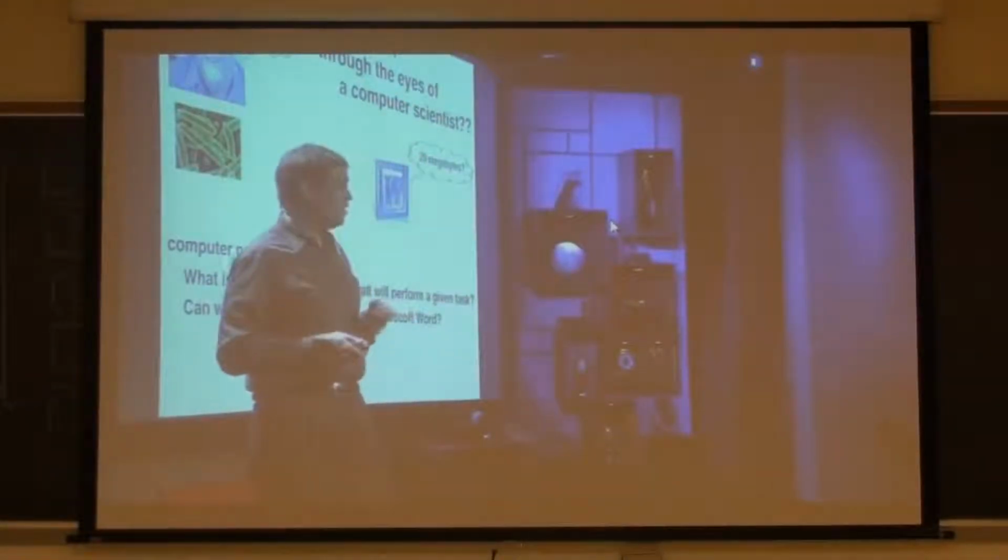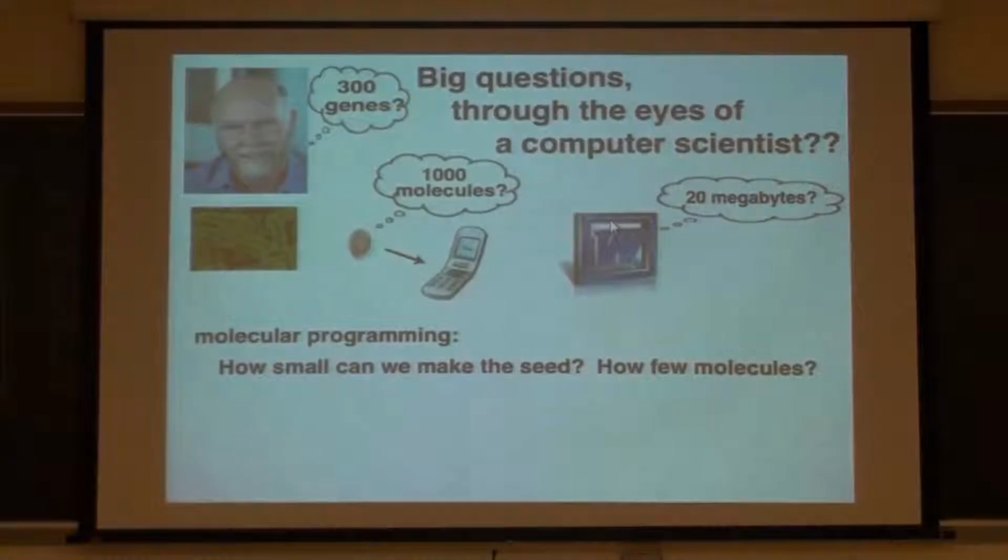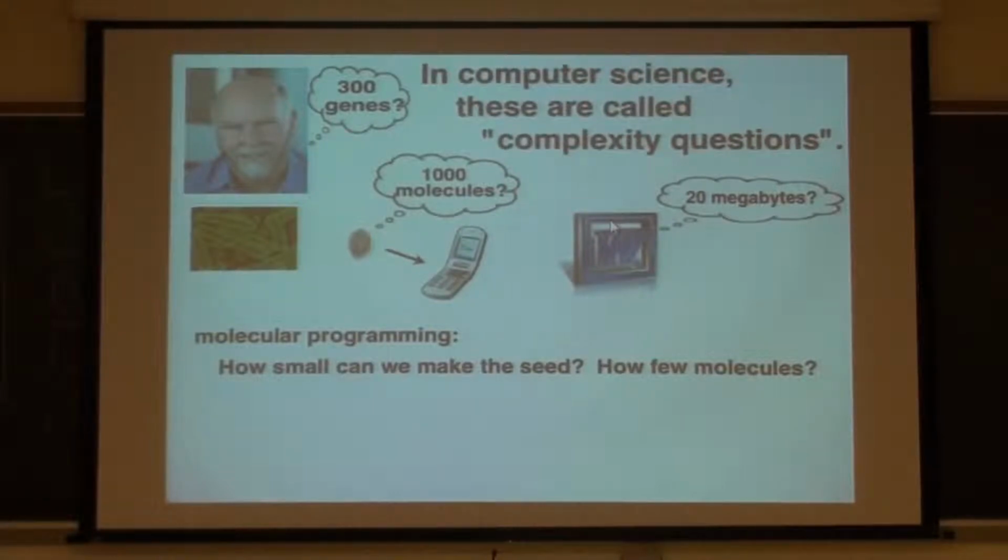But for molecular programming, our question is, how many molecules do we need to put in that seed to get a cell phone? What's the smallest number we can get away with? Now, these are big questions in computer science. These are all complexity questions. And computer science tells us these are very hard questions. Many of them are impossible. But for some tasks, we can start to answer them. So I'm going to start asking those questions for the DNA structures I'm going to talk about next.